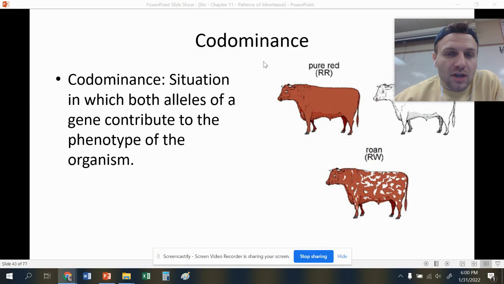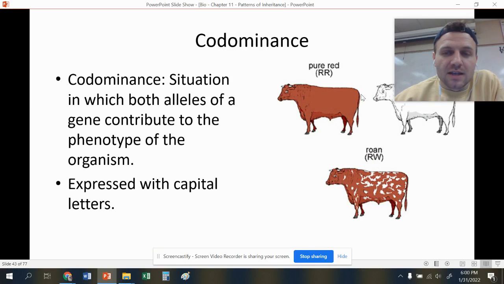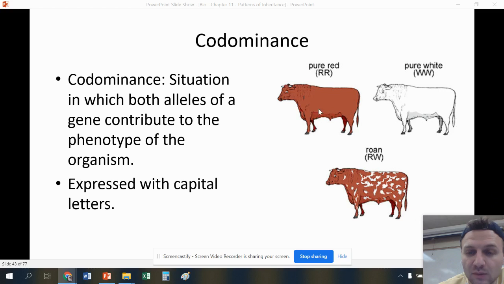All right, next is codominance. Codominance is where both alleles are going to be equally dominant to each other. These are a type of cow called roan cows, and you can see they're expressed by the capital letter. So big R is red, big W is white. You can see here we have this roan cow, which has both R and W.